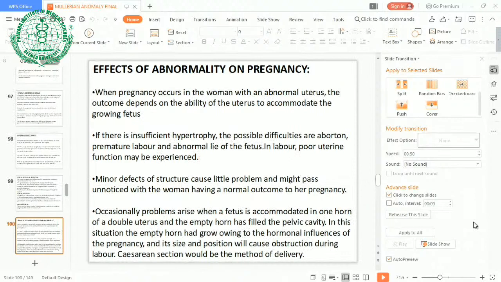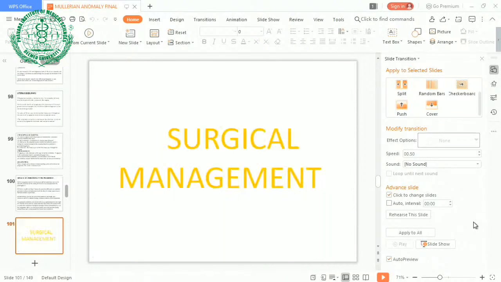Effects of abnormality on the pregnancy. When pregnancy occurs in women with an abnormal uterus, the outcome depends on the ability of the uterus to accommodate the growing fetus. If there is insufficient hypertrophy, the possible difficulties are abortion, premature labor, and abnormal lie. Minor defects of the structure can pose little problem. Occasionally, problems arise when a fetus is accommodated in one horn of a double uterus, and the empty horn, filling the pelvic cavity, can obstruct the labor.